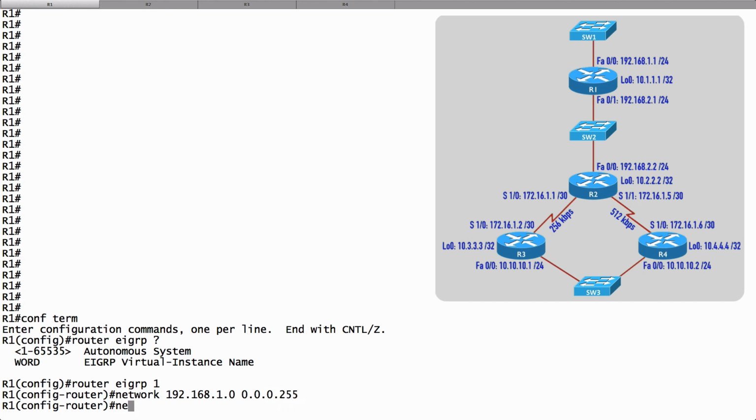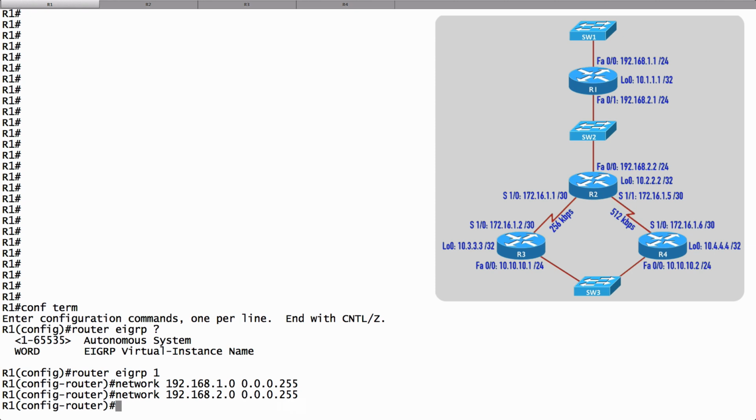It's a very similar configuration. We'll say network 192.168.2.0 this time, with a wildcard mask of 0.0.0.255. Remember that you can easily figure out a wildcard mask by simply subtracting each octet in a subnet mask from 255.255.255.255. And we have one other interface we want to participate in EIGRP, and it's the loopback interface.